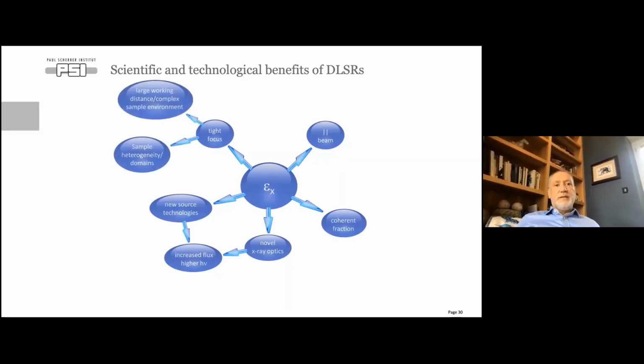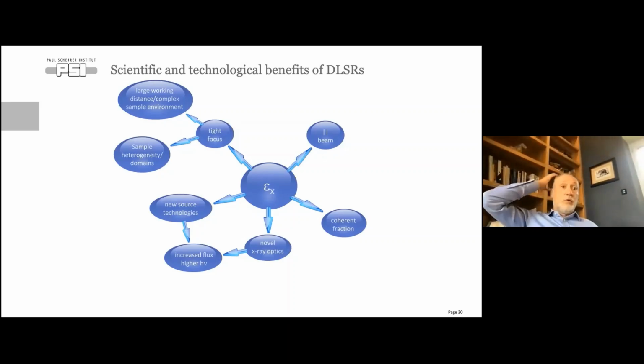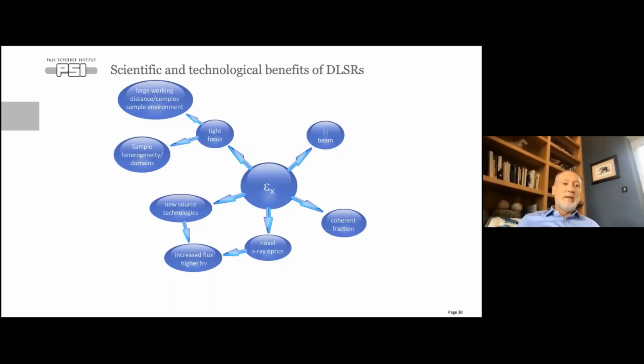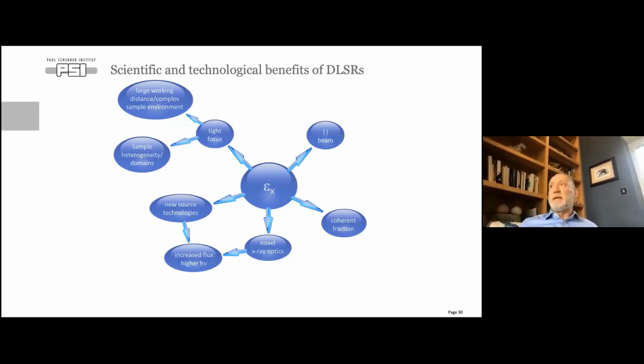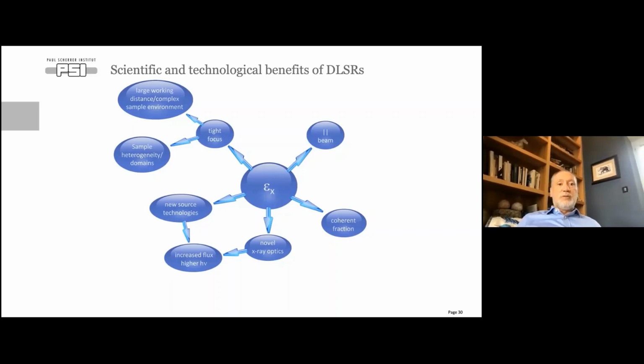The tight focus is very interesting if one wants, for example, to work at a large working distance for complex sample environments. So you might not want to take advantage of getting an even smaller spot size, but instead just have the same spot size, but now using optics which have not got such a short focal length, meaning that you can start to have much more sophisticated environmental chambers for many different sorts of experiments, typically things like in catalysis. Also, very tight focuses means that one can start to look at sample heterogeneity and domains on the micron and even submicron level.